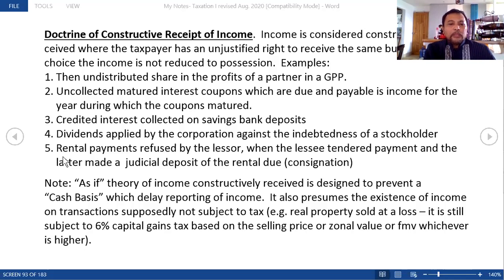Another example, rental payments refused by the lessor. So the lessor refuses to receive when the lessee tendered payment and the lessee made a judicial deposit of the rental due. So in this case, the lessee chooses to deposit his payment in the court because there's a judicial deposit, no? And that judicial deposit is known as consignation.